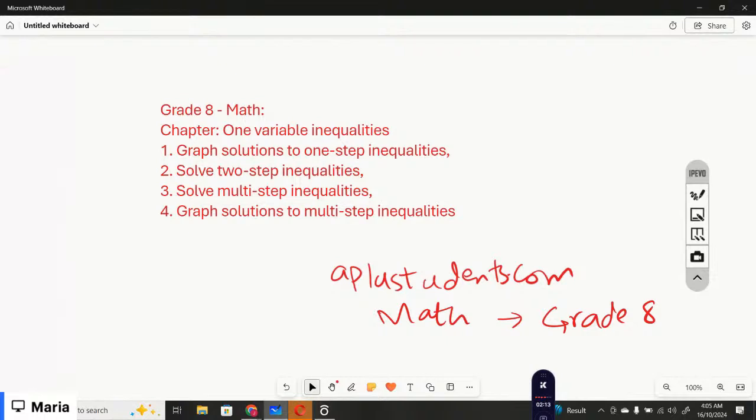We're going to start with chapter 1, one variable inequalities. The lessons we're going to cover today are graph solutions to one step inequalities, solve two step inequalities, solve multi step inequalities, and graph solutions to multi step inequalities. So please make sure you have your notebook and pencil so that you can note down the important examples and definitions as well.